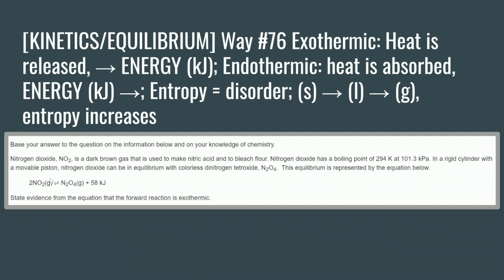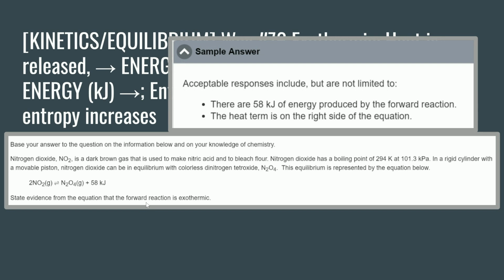So, what can we identify from this reaction that shows that the forward reaction, going from left to right, is exothermic? Remember, exothermic means that energy is being released and energy should be on the right side of the equation. So all you could say is that there are 58 kilojoules of energy produced by the forward reaction. You could also simply state that the heat term, represented by 58 kilojoules of energy, is on the right side of the equation. Either one of these is acceptable.